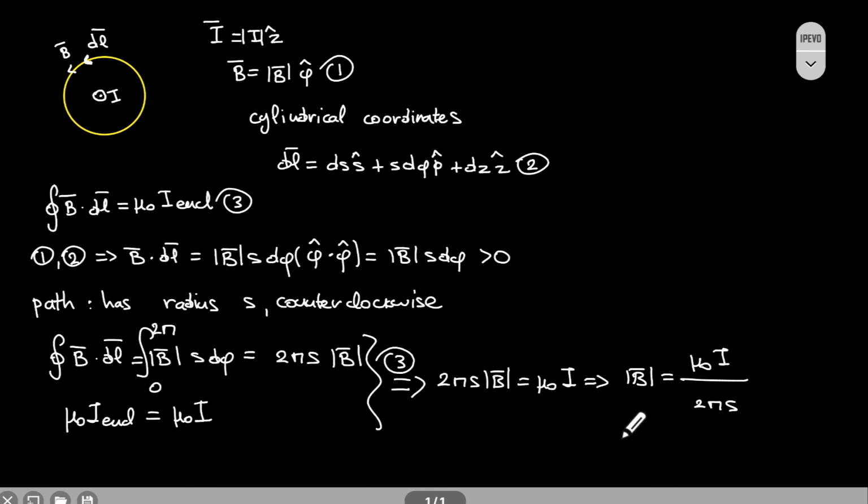Now remember, this is gonna give me the magnitude of B. If you want to write B as a vector, remember from equation 1 I had written B as the magnitude times phi hat. You will have to write what you found, mu naught times I over 2 pi s times phi hat. Okay, this expression will give you the vector for the magnetic field.